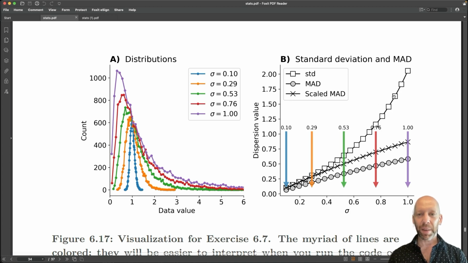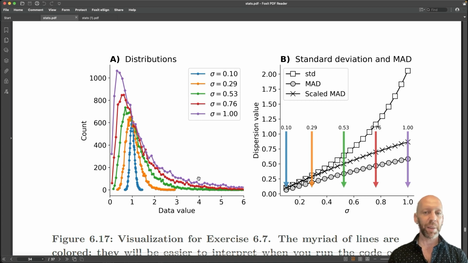Here we see the standard deviations of each of these distributions. These are distributions that are all based on the same normal distribution passed through an exponential, so a log normal distribution, with different values of sigma. You can see that when sigma is small, the distribution looks like a Gaussian. It looks a bit like a normal distribution.